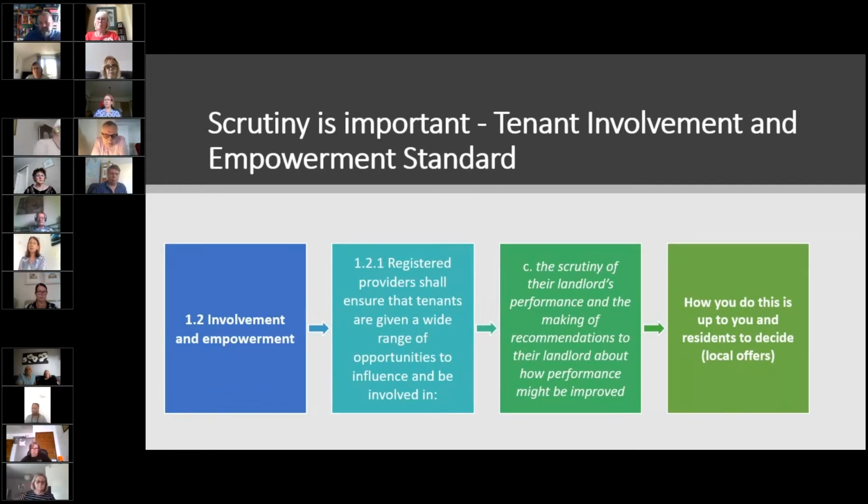So this is a tenant involvement and empowerment standard. It's part of the regulatory requirements. So housing is regulated by the regulator for social housing, and they have some standards. And within that standard, there's this particular clause which talks about scrutiny. So it's quite clear from that social housing providers are expected and required to give their tenants the opportunity to scrutinise their performance and make recommendations about how things might be improved. So that's set within the regulatory framework. It's not a nice optional extra, it's actually a requirement.